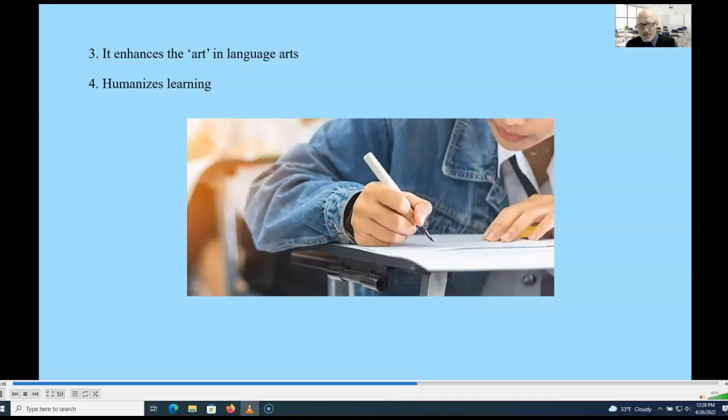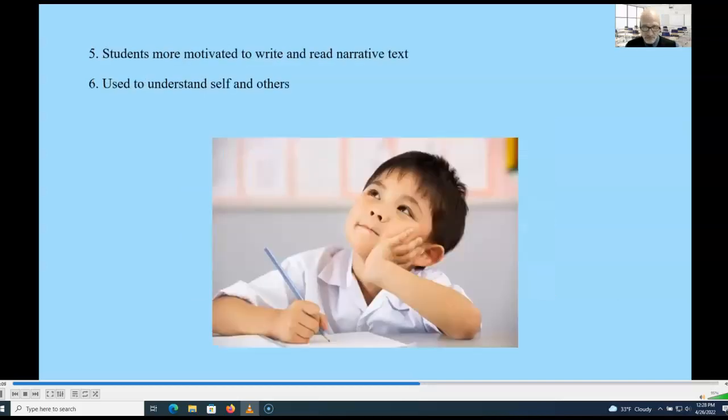And narrative writing humanizes learning. Biographies can be used to enhance learning in all subject areas. Humans learn best through stories. Students are far more motivated to write and read narrative text. And again, the process transfers to any type of writing.